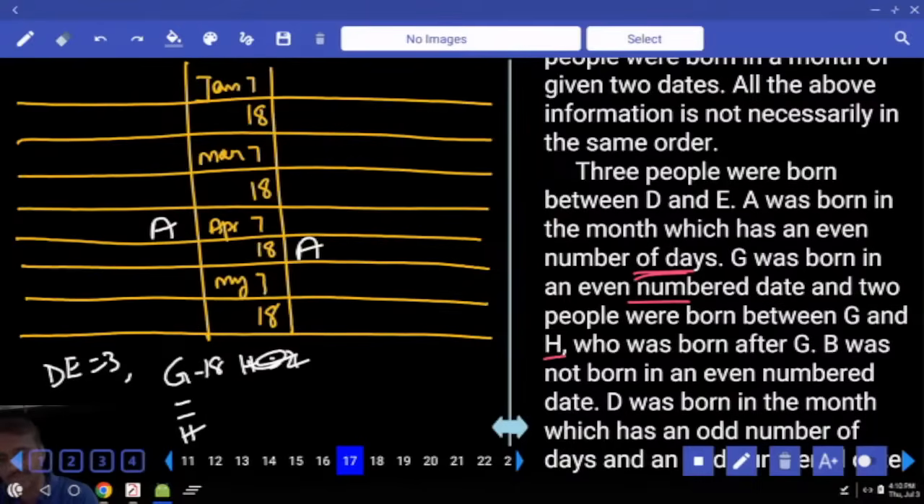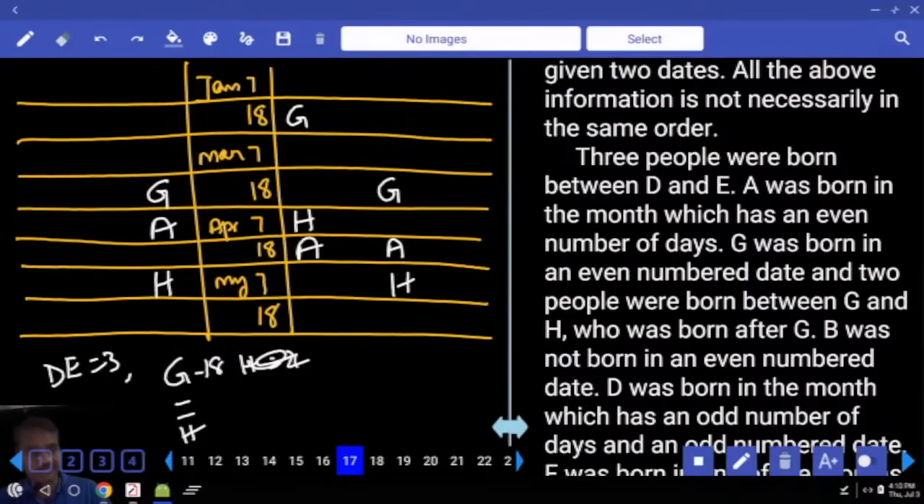Then what is the next possibility we have? G must be here. If G is here, now between G and H, how many people? 2 people. Can we have G at this place or not? Yes. 1, 2. Then H will be here. That is one possibility. Then what is the other possibility we have? Then A is at this place. If G is at this place, then 1, 2, H can be here. There are 2 possibilities in this case. G is on 18th, there are 2 persons between G and H, and H is after G.